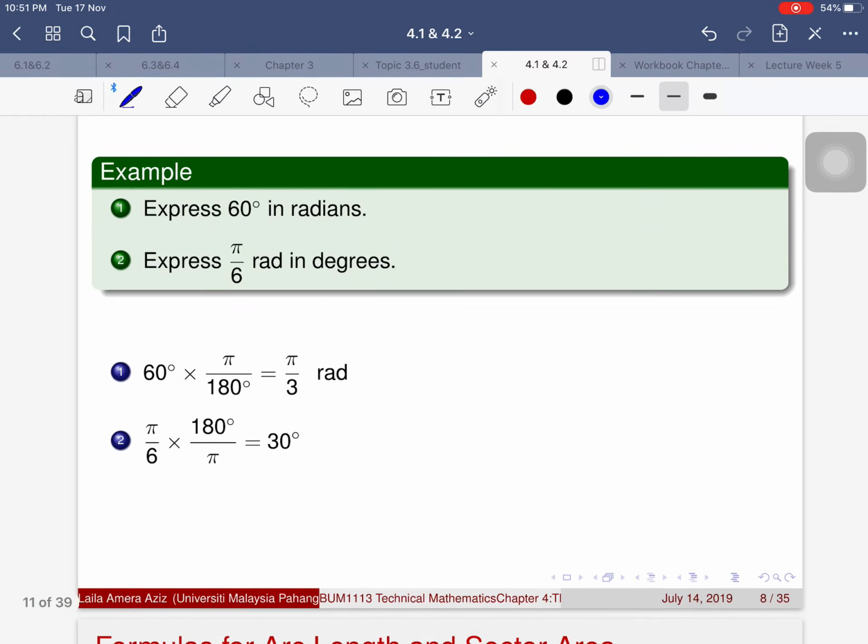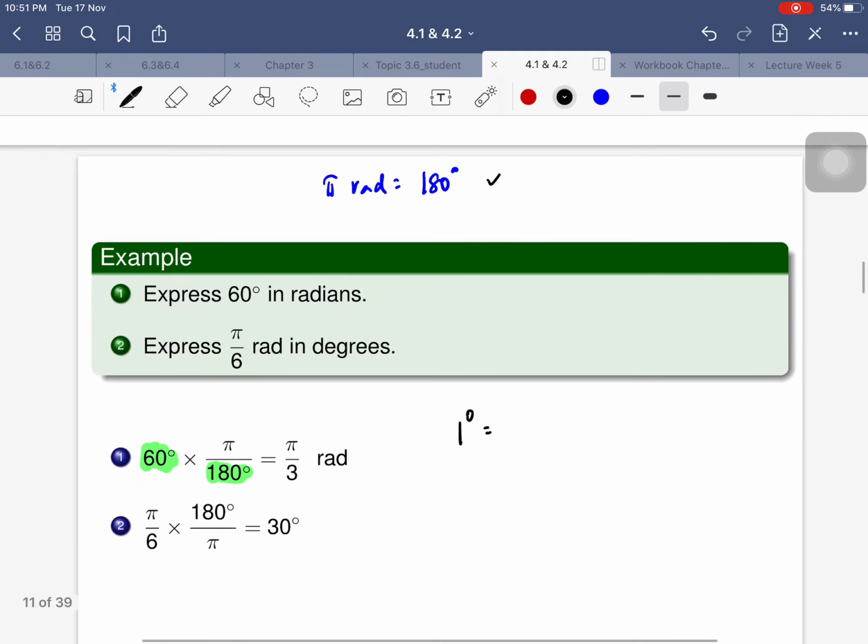If I have 60 degrees and I want to change that to radian, as I told you before, I need to cancel the degree. I put 180 degrees at the bottom and multiply by pi over 180 degrees, so I will get pi over 3 radian. Because remember, according to this equation, 1 degree is going to equal pi over 180 radian.